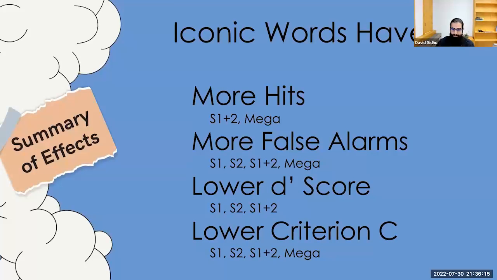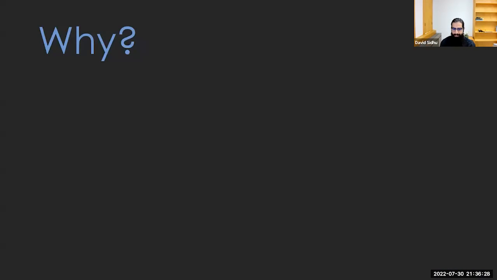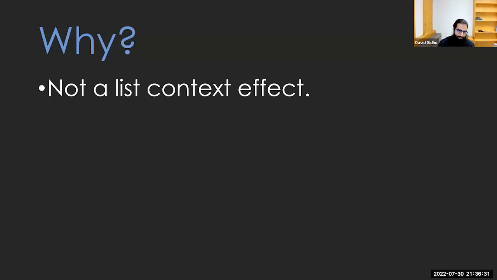Okay, now to sum up the results across all three studies, or all three analyses, in general, iconic words have more hits, more false alarms, a lower d prime score and a lower criterion. Now, just quickly talk about why this might be. So it doesn't seem to be an effect of list context, but I'm sure that plays a role in the experiments. It can't be the entire story because of that mega study result.